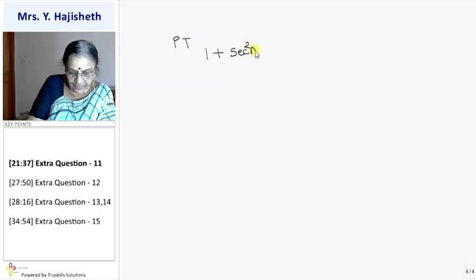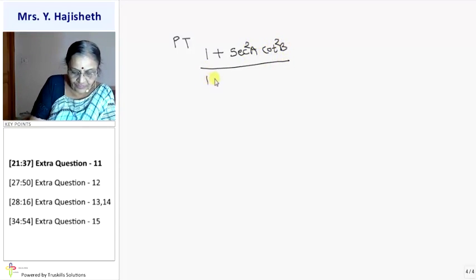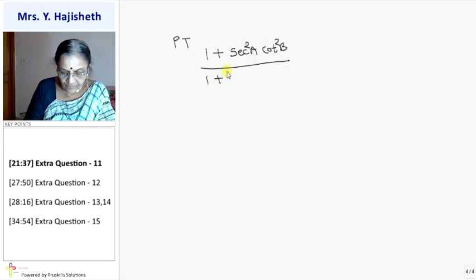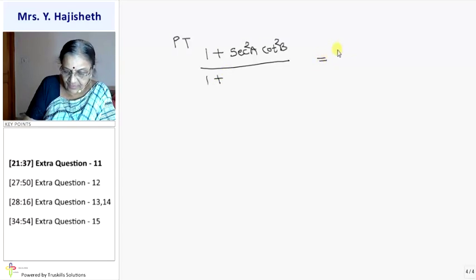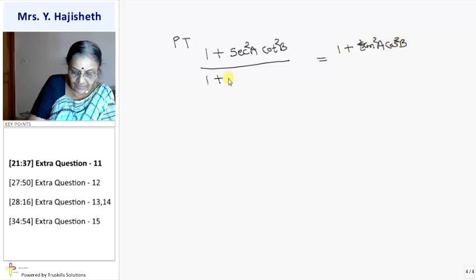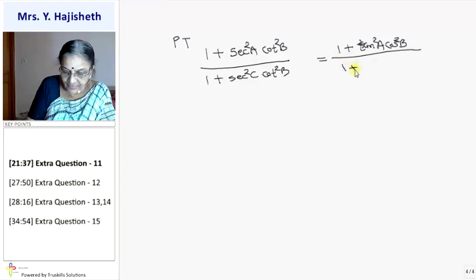The sum is: prove that (1 plus sec square A into cot square B) upon (1 plus sec square C into cot square B) is equal to (1 plus tan square A into cos square B) upon (1 plus tan square C into cos square B). Look at this sum.